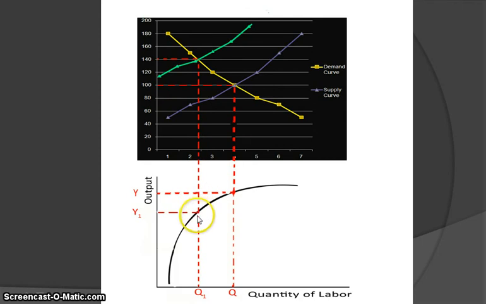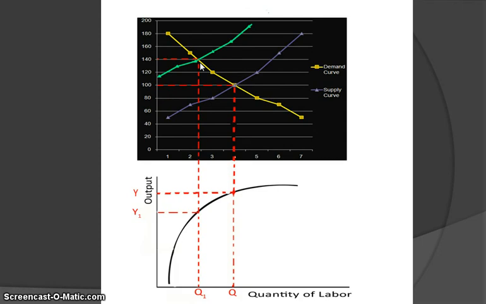And then when you bring it down onto your production function, Q1 is the new level of employment, on the same quantity of labor axis. So at the new equilibrium Q1, the new level of output will now be Y1, which is a lower level. And this occurred simply because of a shifting of your supply curve to the left, which means a higher real wage, which means a lower level of equilibrium employment, meaning fewer workers will be employed at a higher real wage, and if fewer workers are employed, then it's going to be a lower level of output.